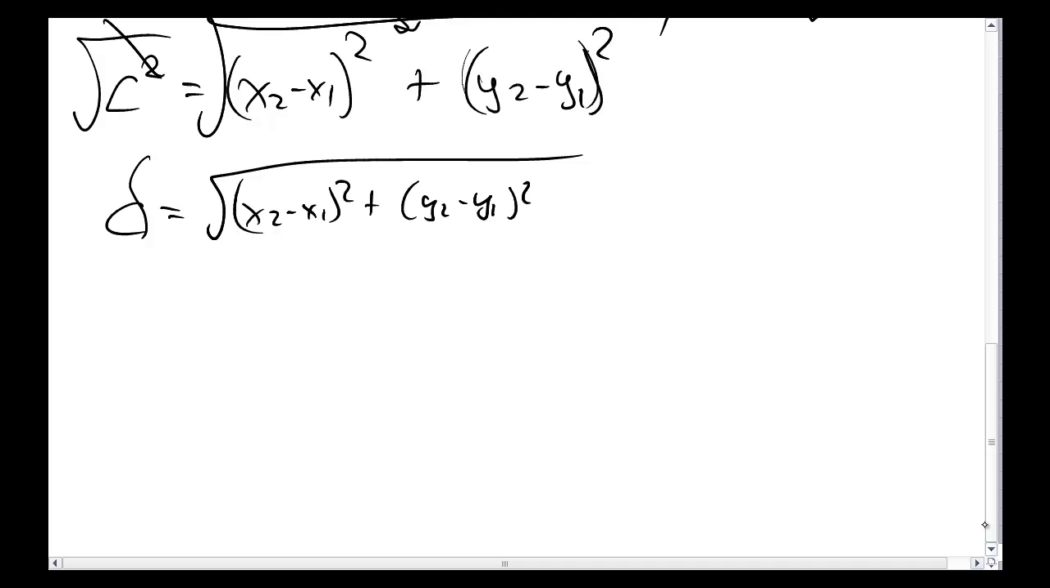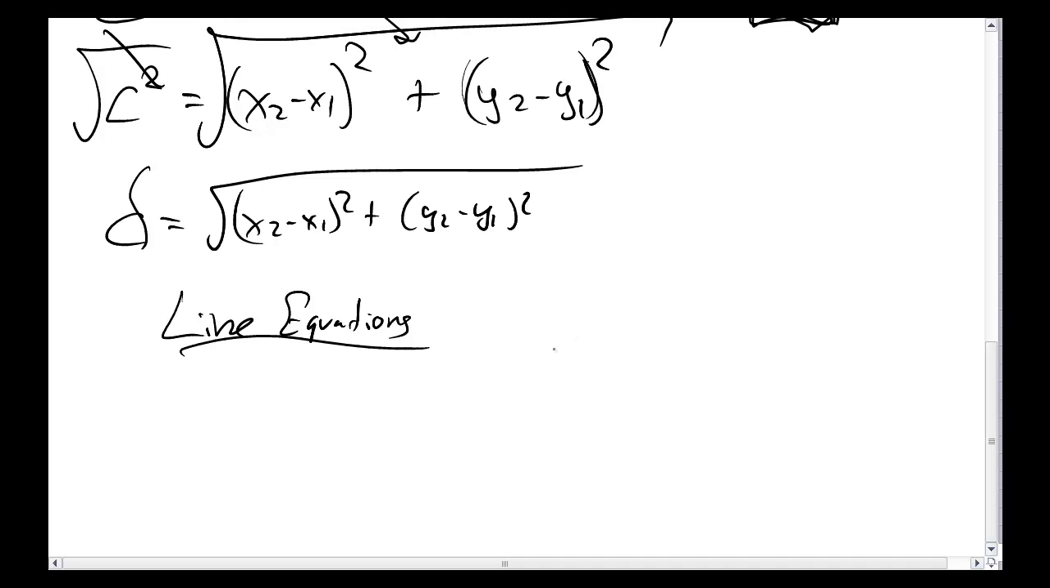Here's the line equations that we tend to use. There's 3 of them. First of all, there's the standard form of the line, ax plus by equals some constant c. This is called standard form.